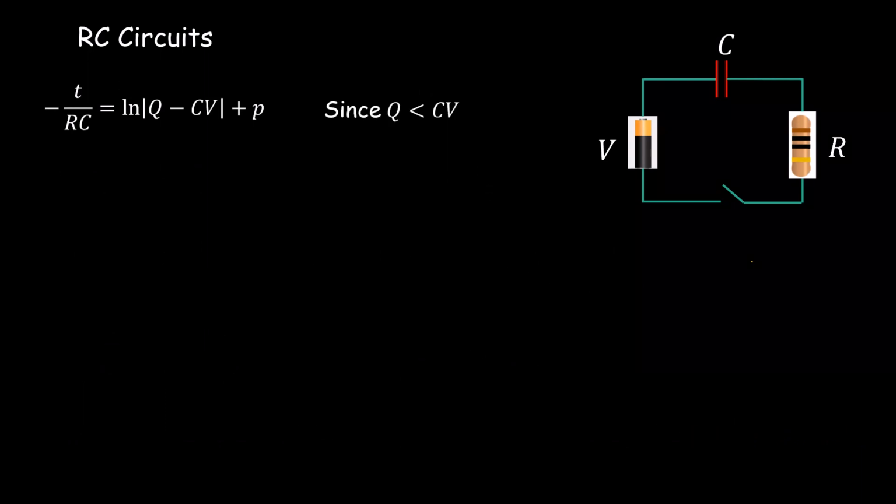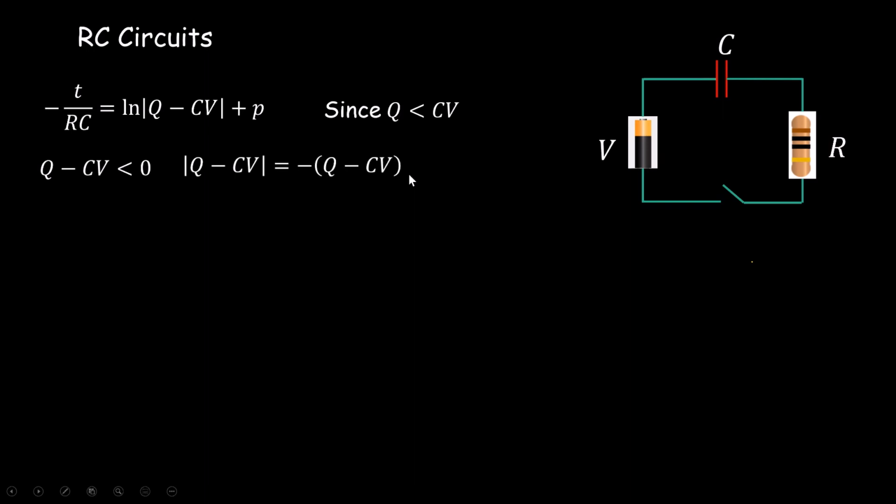First of all, Q minus CV is negative, and then the absolute value of Q minus CV is the negative of Q minus CV, which is CV minus Q. So I'm going to replace this absolute value of Q minus CV with CV minus Q. So the equation looks like this. I get rid of the absolute value because I know that Q minus CV is always negative.